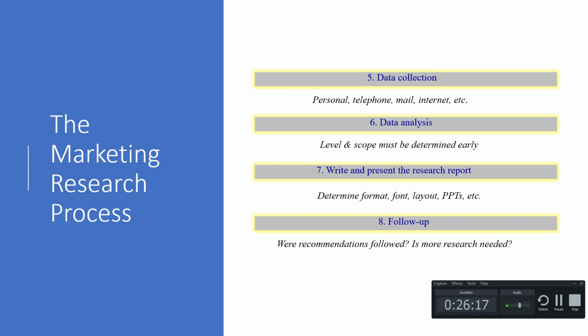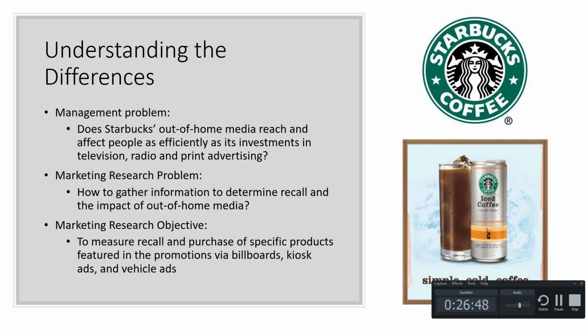As you can see, we start with problem definition and research objective, and then move on to research design, and then you choose a research method, and then you choose a sampling method, and then you begin to gather data, and then do data analysis. Finally, you do the reports, both oral and written. Obviously, you need to do follow-up after that. Those are pretty much the steps involved in the market research process.